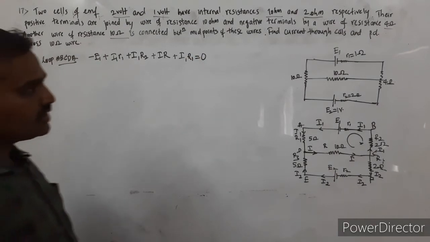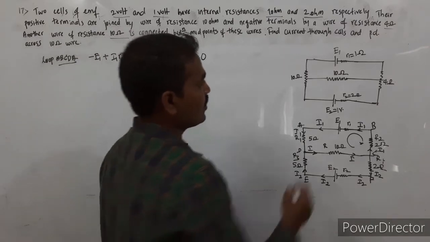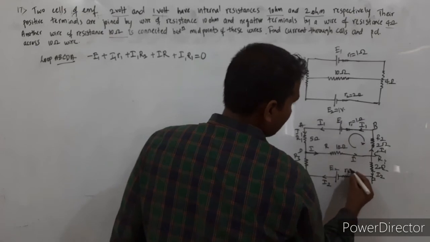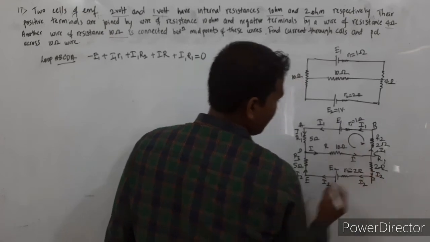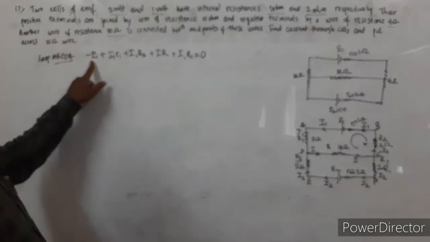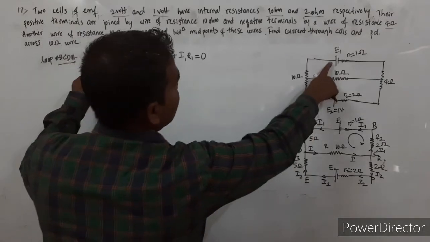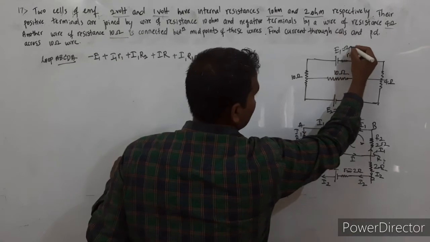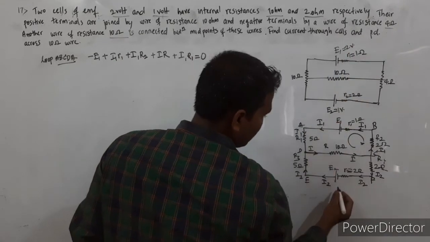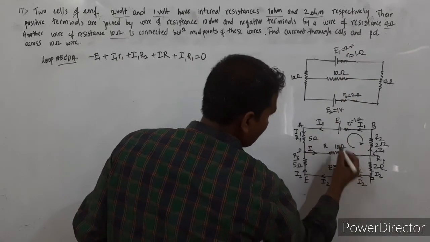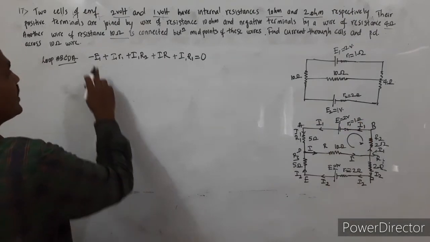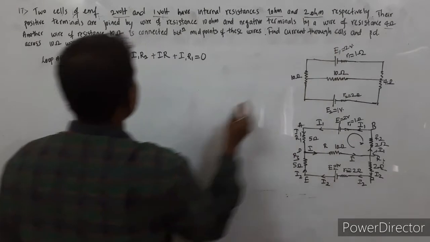Now let us substitute the values. R1 is equal to 1 ohm. R2 is equal to 2 ohm. E1 is equal to 2 volt. E2 is equal to 1 volt. Let us substitute the values here. E1 is equal to 2 volt.